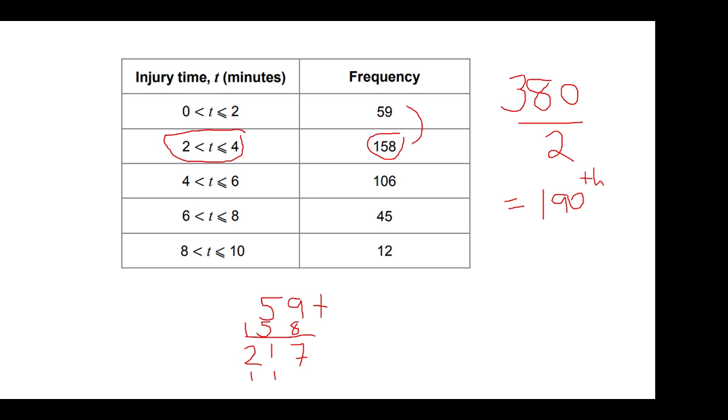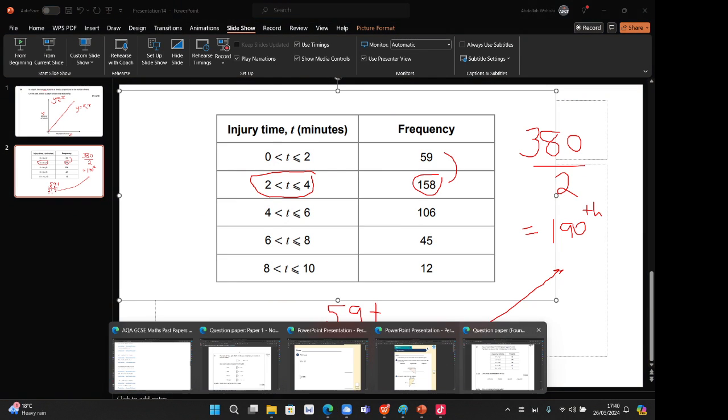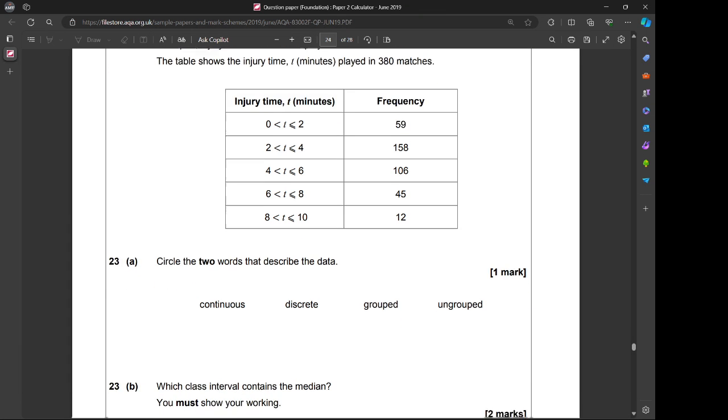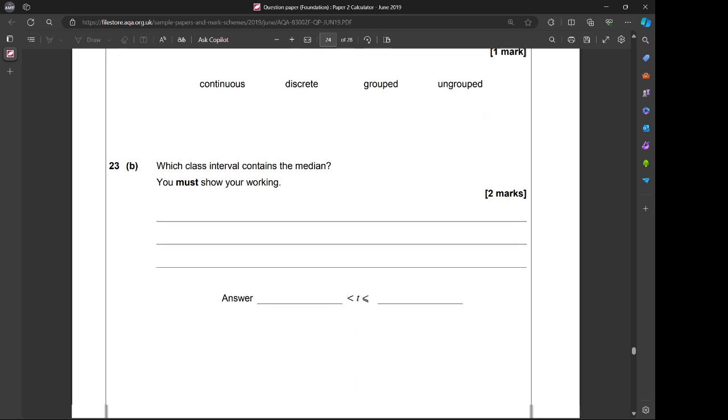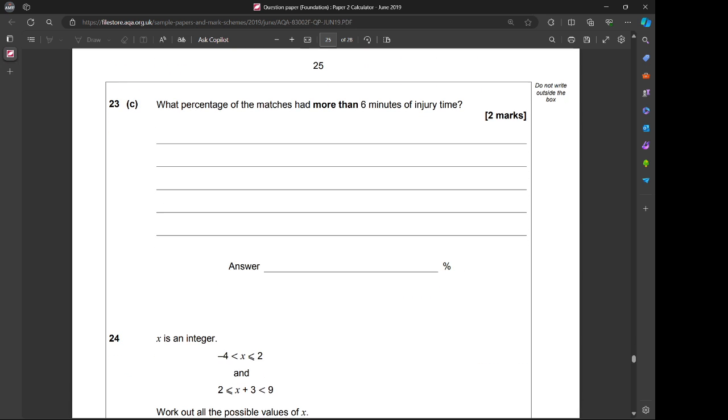So the median has to lie somewhere in this interval, because we've passed the 190th value. So our answer for the median is 2 is less than t, which is less than or equal to 4. So that is the median of my grouped data. So 2 is less than t, less than or equal to 4.